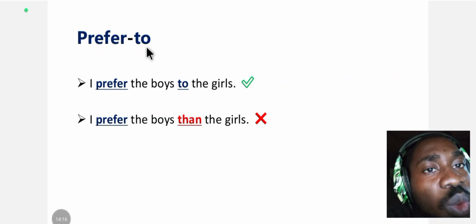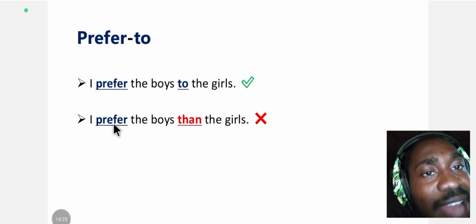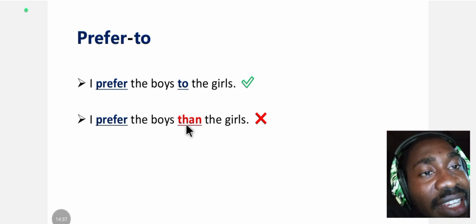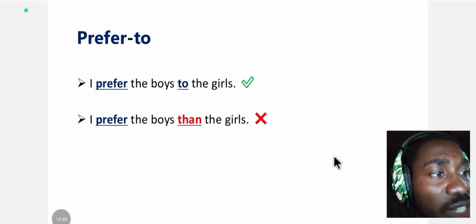"Prefer" collocates with "to." "I prefer the boys to the girls." That's correct, because "prefer" is here and "to" is also here. But when you now say, "I prefer the boys than the girls," it becomes wrong, because "prefer" here should collocate with "to" and not "than." This is a very common mistake among Nigerians, so guard against that for your JAMB, UTME, and WAEC exams 2026.